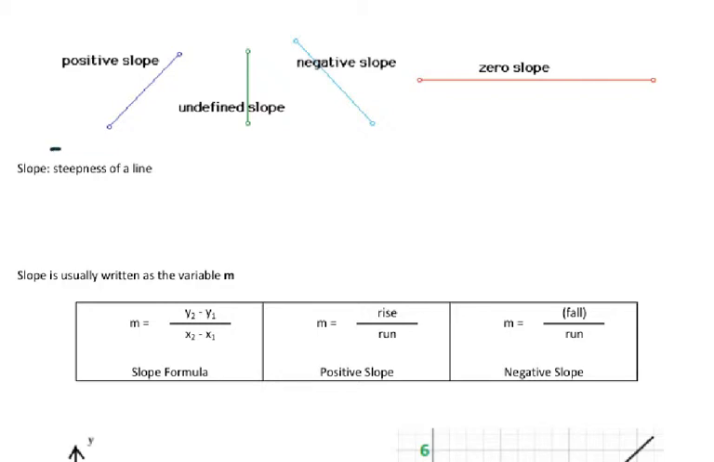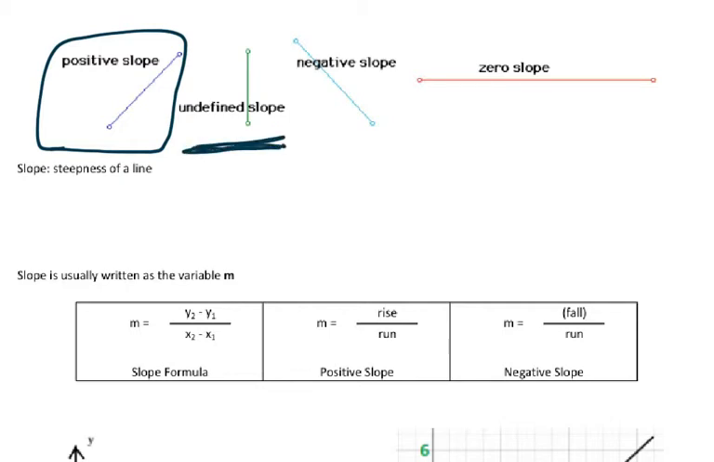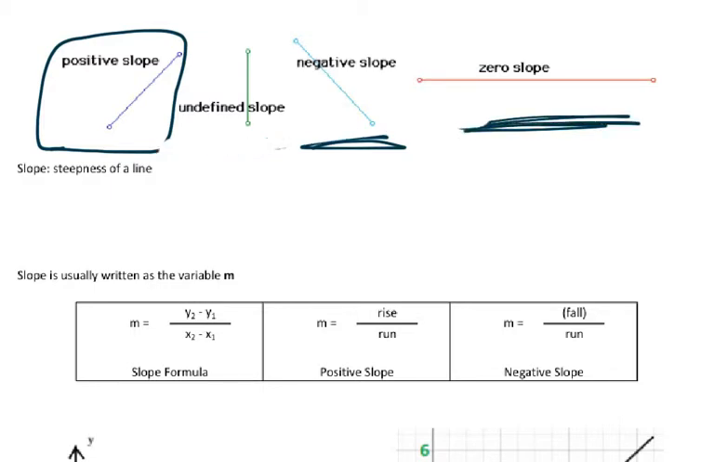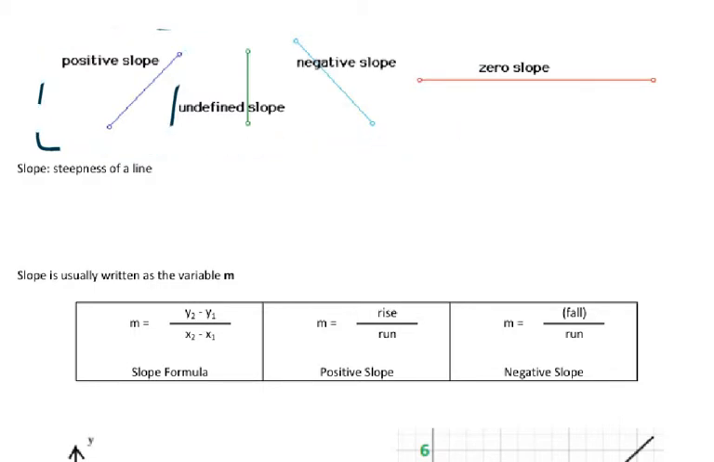The positive slope looks exactly like what you would think, like sales are going up, costs are going up. It goes up in a positive direction. The undefined slope is straight up and down, a vertical line. Negative slope is like a ski slope, it's going downhill. And zero slope is a straight line, a horizontal line.